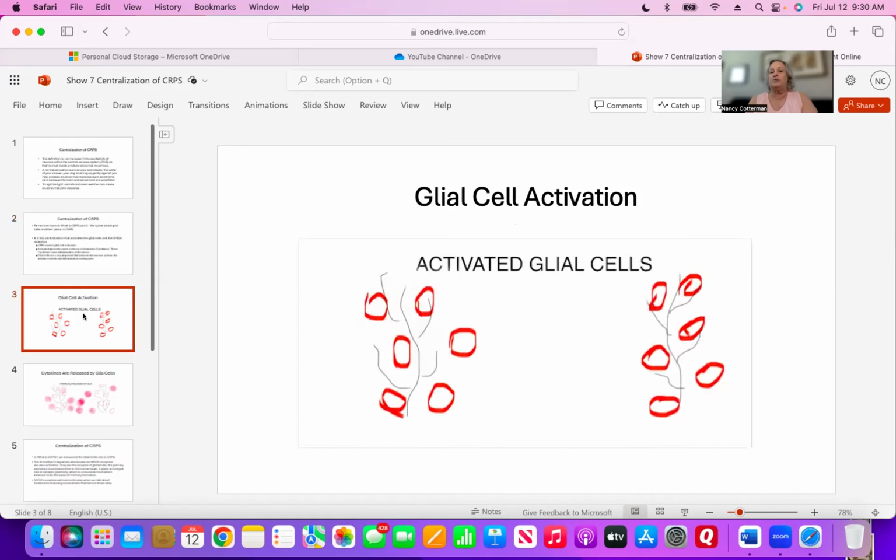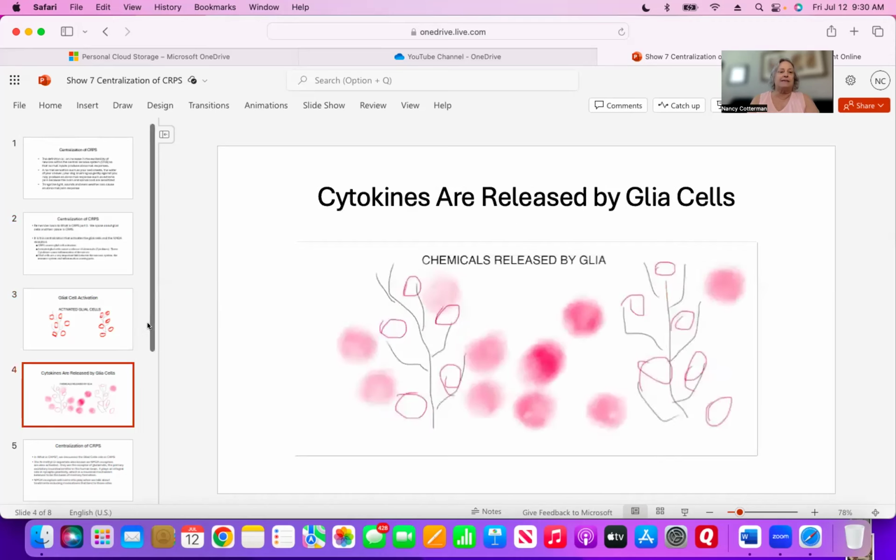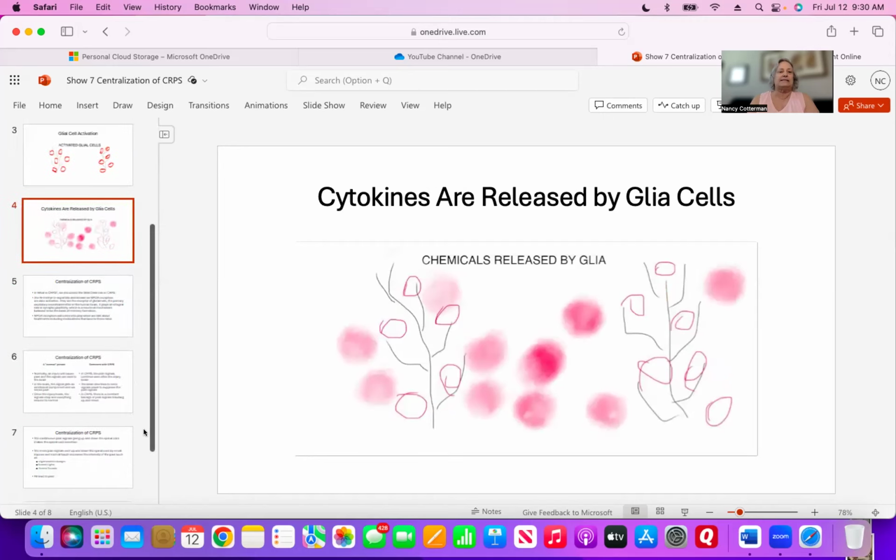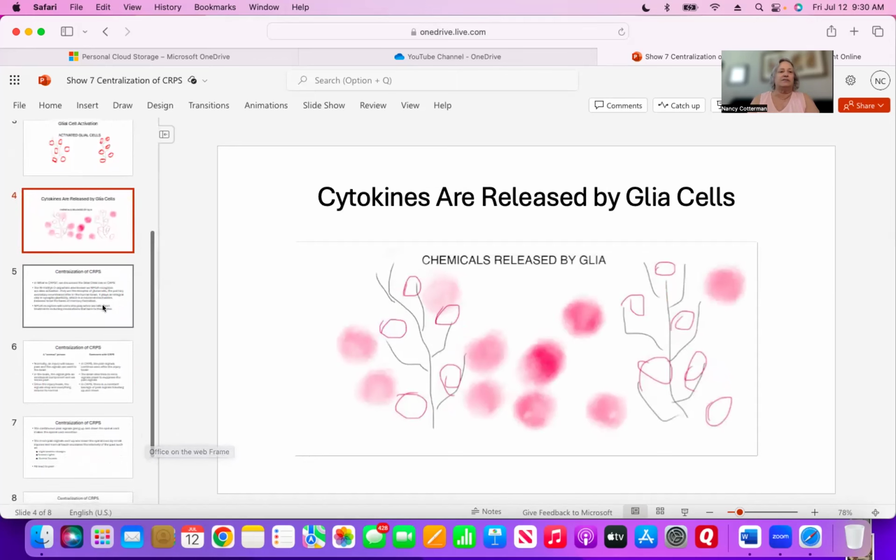A quick review. This is an activated glial cell. And this is once the cytokines are released by the glial cells.